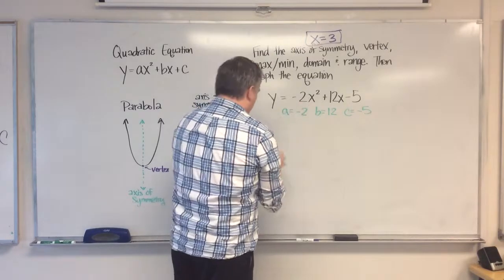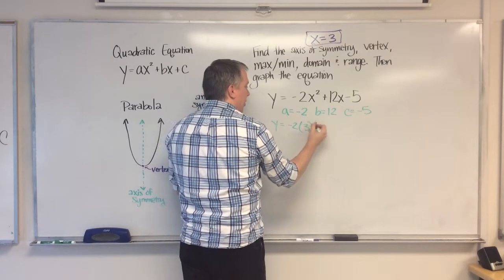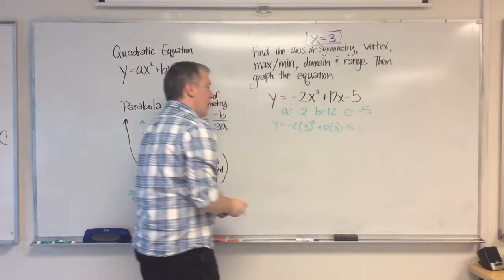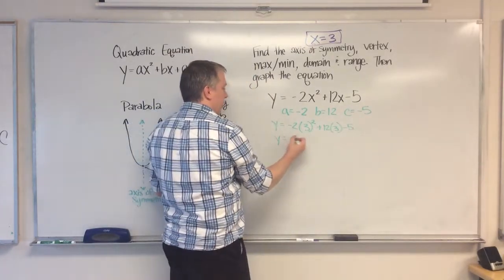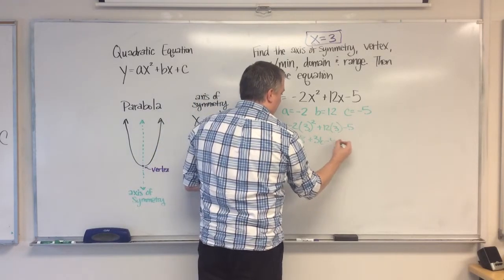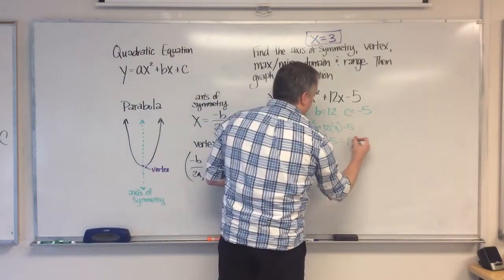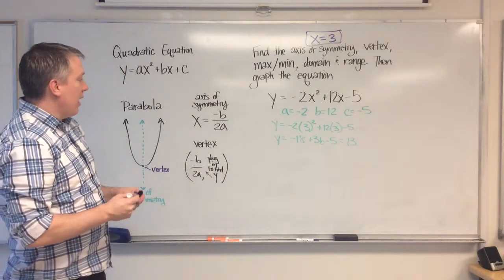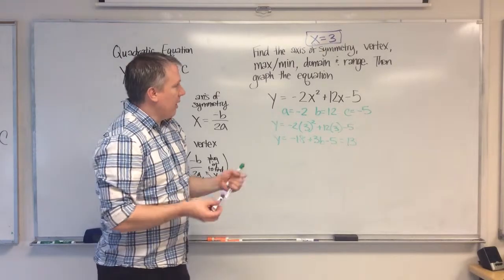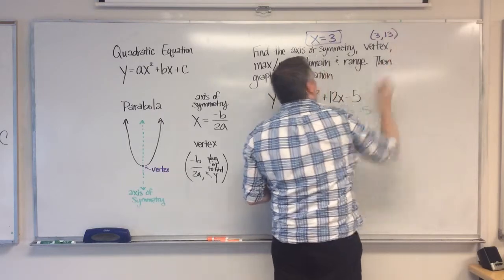I'm going to plug in 3, and I get y equals negative 2 times 3 squared plus 12 times 3 minus 5. Doing the math, 3 squared is 9, times negative 2 is negative 18. 12 times 3 is 36, minus 5. Negative 18 plus 36 minus 5 is 13. So that's the y-coordinate. The x-coordinate is 3, we already found that, and the y-coordinate is 13. So right here, the vertex is (3, 13).